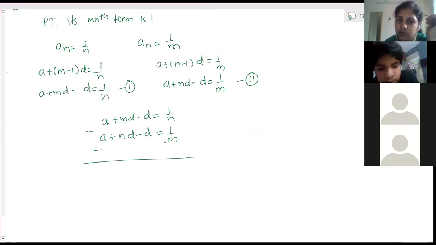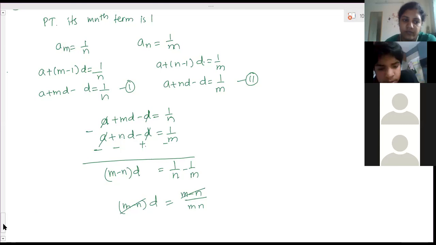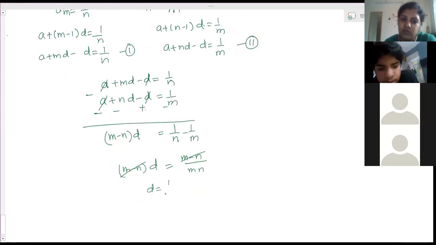Minus minus will become plus, and this will become minus. A minus a cancels, minus d plus d cancels. So what is left is m minus n into d is equal to 1 by n minus 1 by m. Is this clear? Yes, ma'am. Now to calculate d, first simplify the RHS. The LCM is mn, so it is m minus n by mn, equal to m minus n into d. Now m minus n and m minus n cancel, so the value of d is 1 by mn.